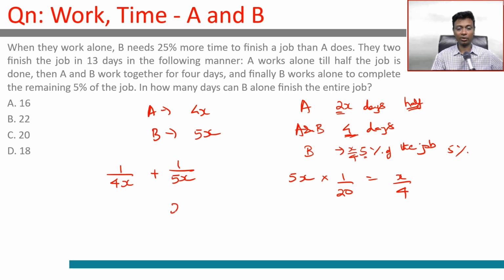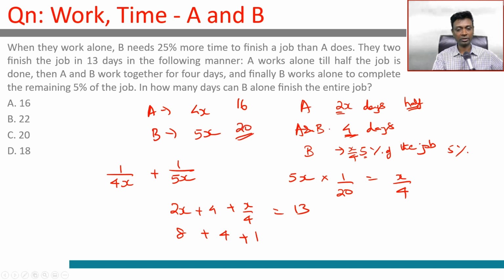And so 2x days plus 4 days plus x by 4 days is 13. 2x plus x by 4 is 9, or this is 8 plus 4 plus 1. Fine. So x is 4, that much we have got. So A should take 16 days, B should take 20 days.